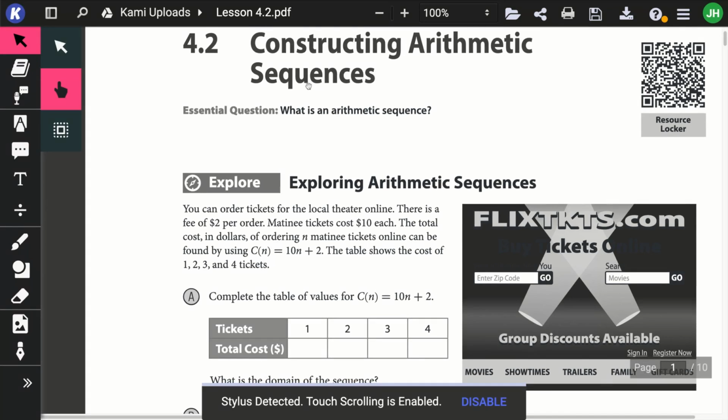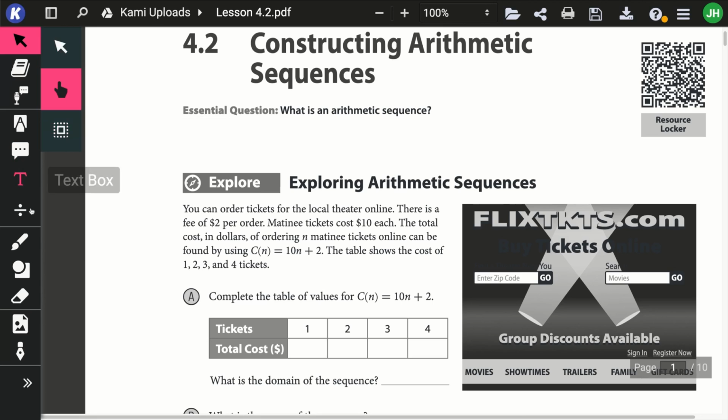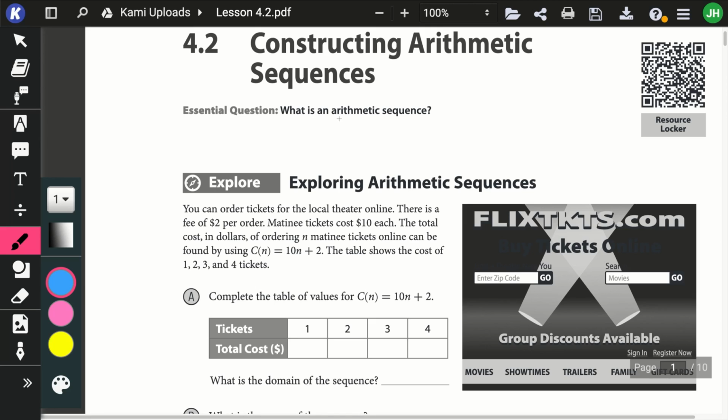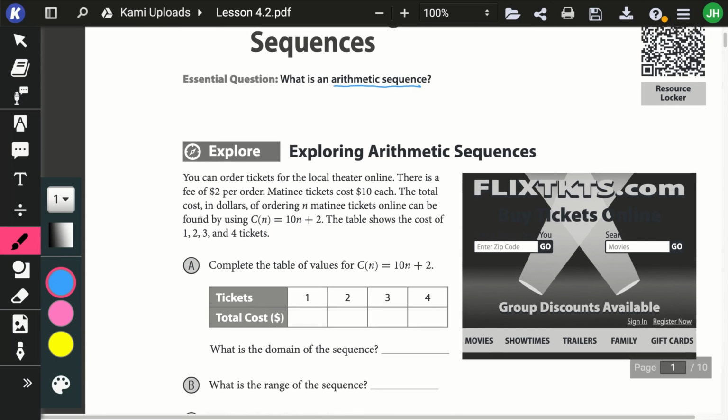constructing arithmetic sequences. Okay, so our question today is, what is an arithmetic sequence? And we're going to explore a little bit and then we're going to come back to that question. So let's look at the exploration.